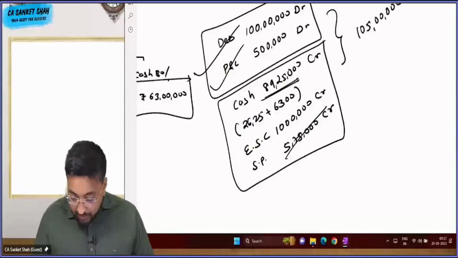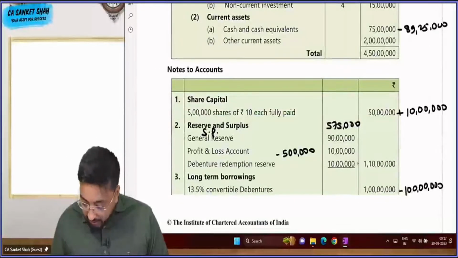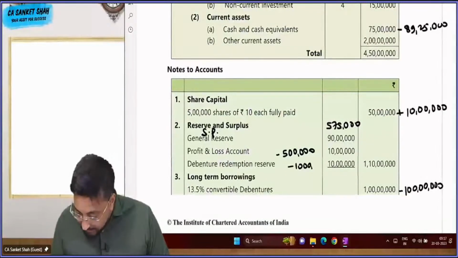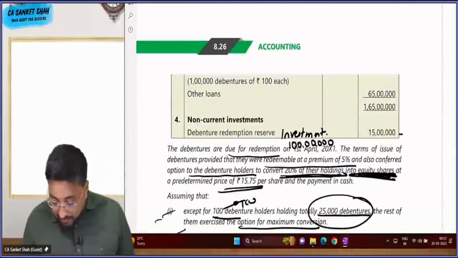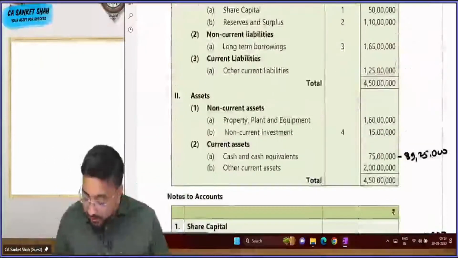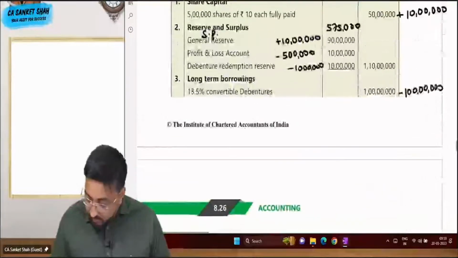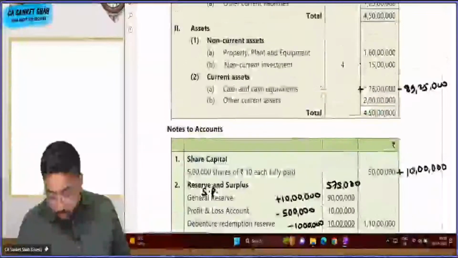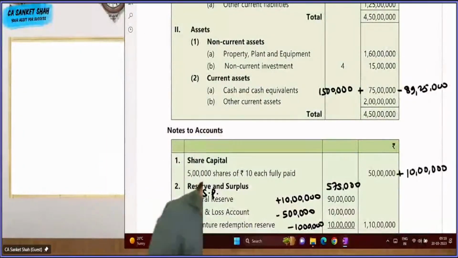Yes, all effects over. Now there is no need to create DRR. So from DRR I will reduce 10 lakhs. DRR to general reserve, DRR investment reduced by 15 lakhs, and I will add it in the cash and bank balance. So the third entry: cash and cash equivalents, I am going to add 15 lakhs.